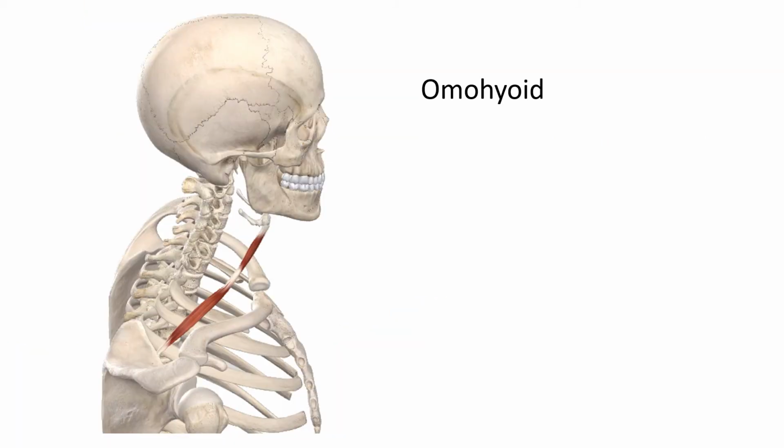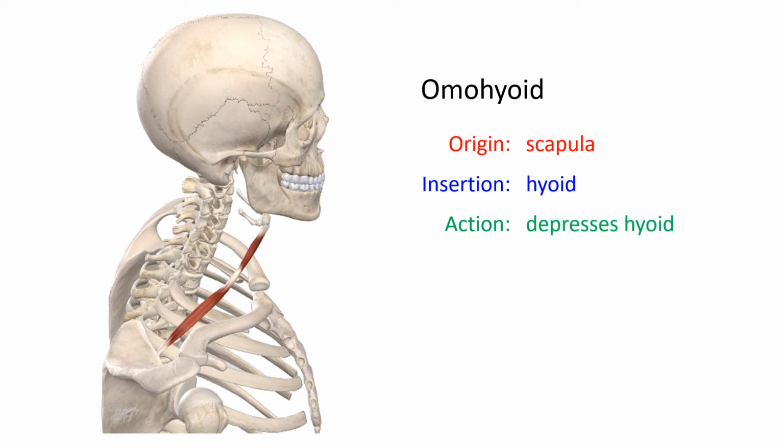This muscle is the omohyoid, and this is kind of an unusual looking little muscle because of how long it is. The omohyoid has its origin in the scapula, and its insertion runs all the way up to the hyoid bone. Its action is going to be to depress the hyoid. So here's another one of the infrahyoid muscles.